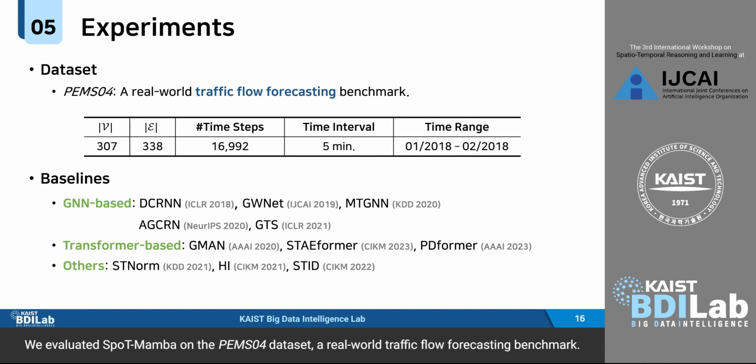We evaluated SpoT-Mamba on the PEMS-04 dataset, a real-world traffic flow forecasting benchmark. PEMS-04 contains highway traffic flow data collected from the California Department of Transportation's Performance Measurement System. In this dataset, nodes represent sensors, and edges are created when two sensors are on the same road. Traffic data in PEMS-04 is collected every 5 minutes. We set the input and prediction intervals to 1 hour. The statistics of PEMS-04 are shown in the table.